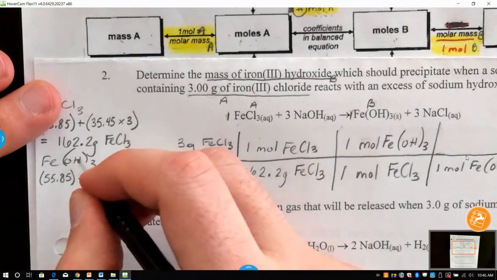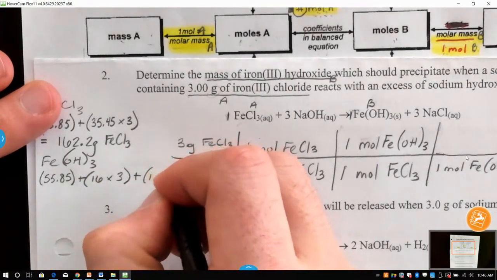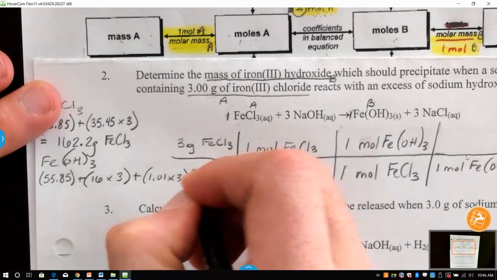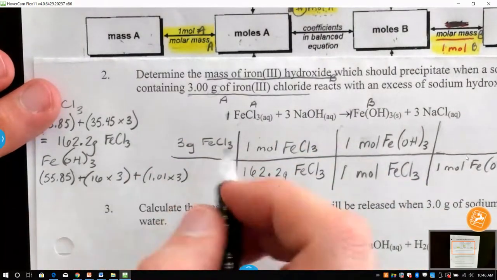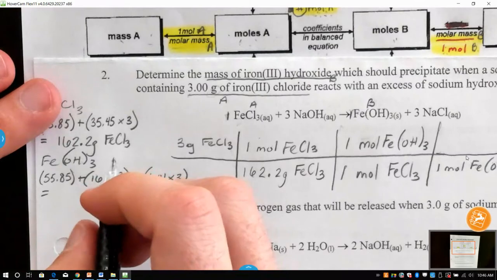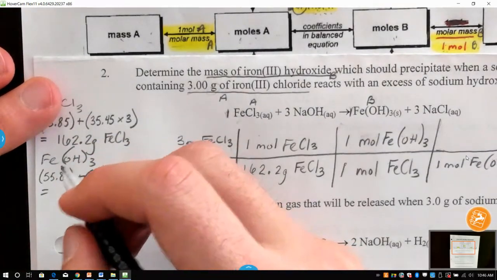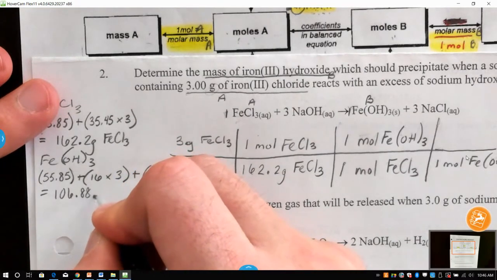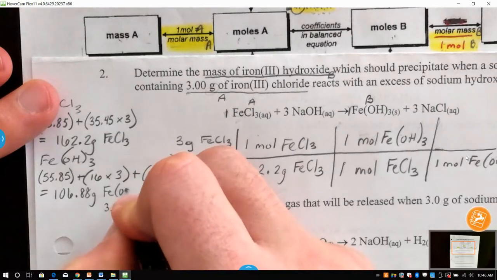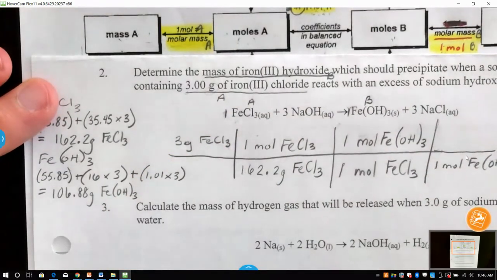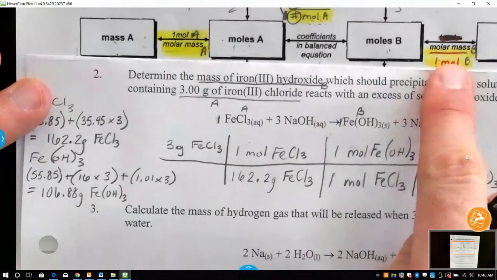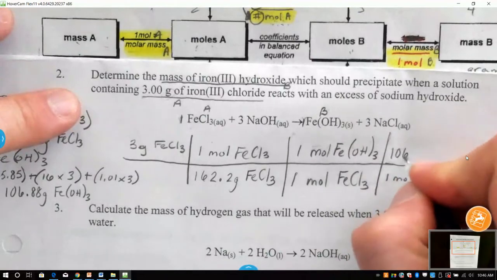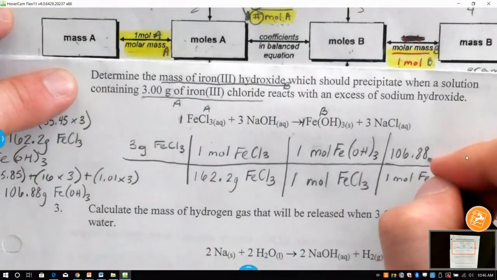And then, is there another element? Yes, it's hydrogen. We're calling it 1.01. And the same thing: there's 1 inside, but we have to distribute. So we're going to multiply this guy by 3 as well. That's it. Nobody else. So we equal this out, throw it into the calculator, and you should crank out an answer of 106.88 grams of iron 3 hydroxide. That is our molar mass for substance B. So that is going to go over here. I'm going to write that: 106.88 grams.